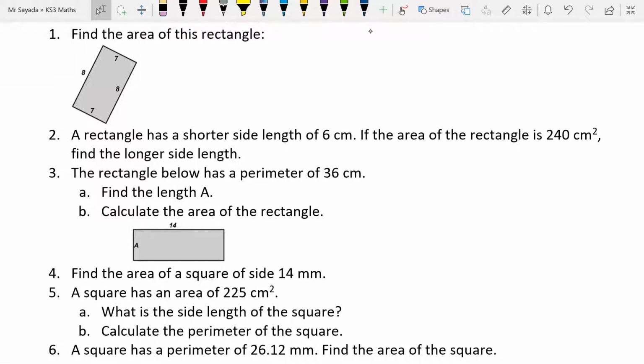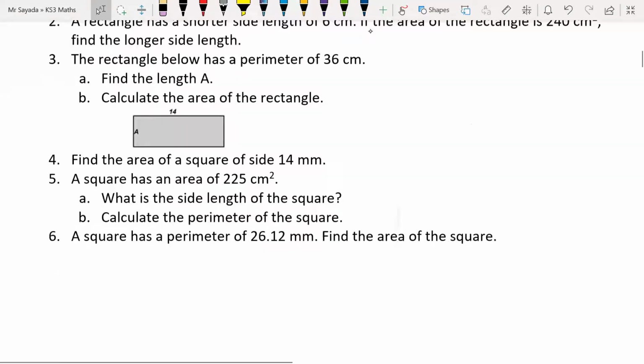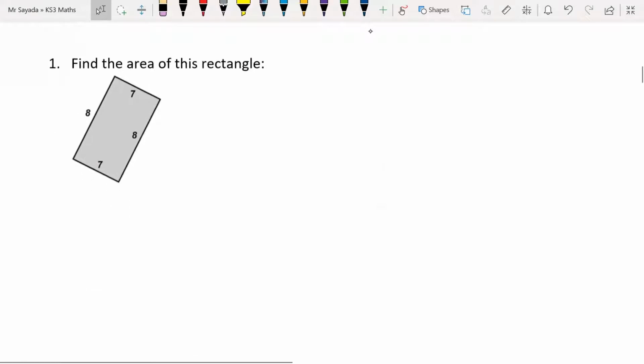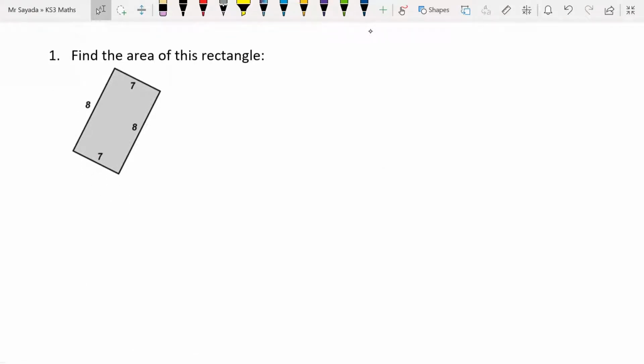You should have now done, or at least attempted, these 6 questions. I'm going to go through each of these questions one by one. While I go through them, you might pause the video and have another go once you think you now understand how to do it. So firstly, to find the area of this rectangle, we just multiply the 2 lengths together.